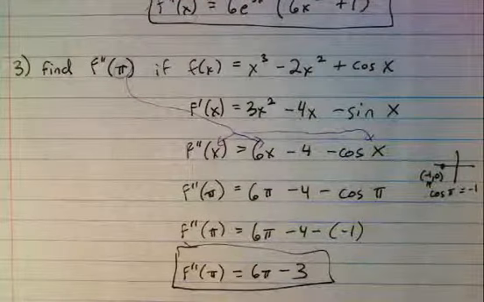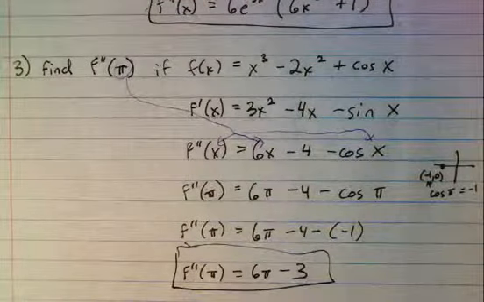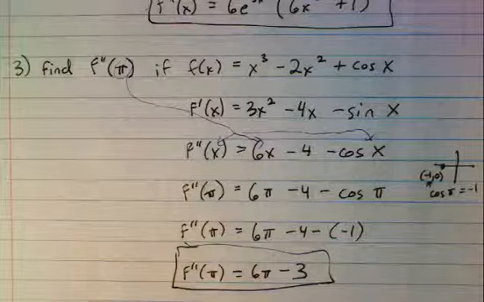Could turn that into a decimal if we had a calculator. Depending on whether or not you see that the multiple choice answer is written as a decimal or in a pi form, that would determine whether or not you changed this into a decimal.